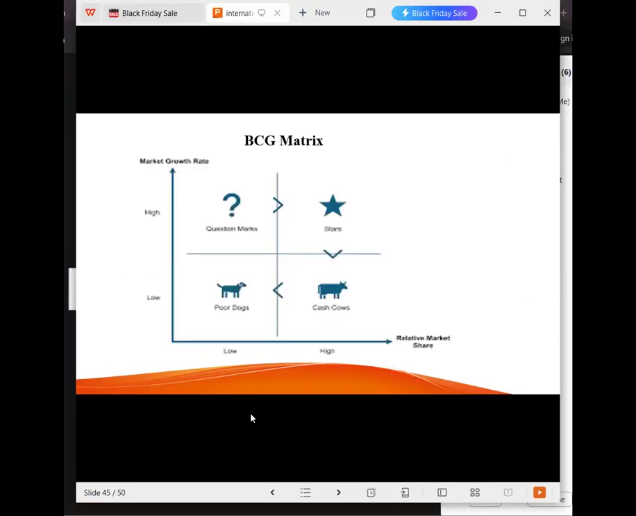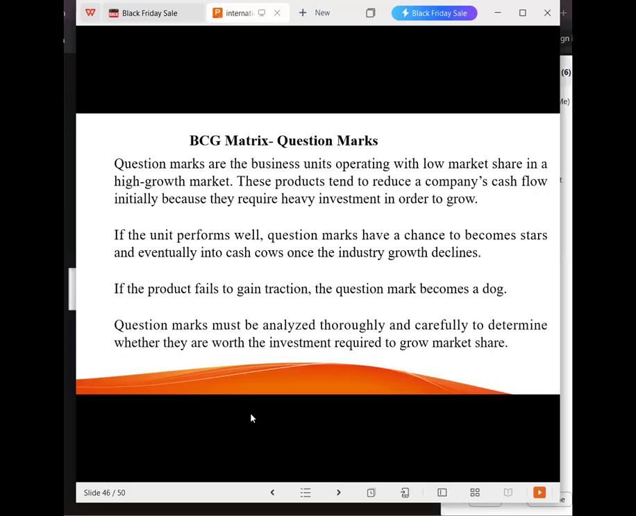Okay, so let's look at this. This is question mark. The growth rate is high, but the market share is very, very low. That's for question mark.